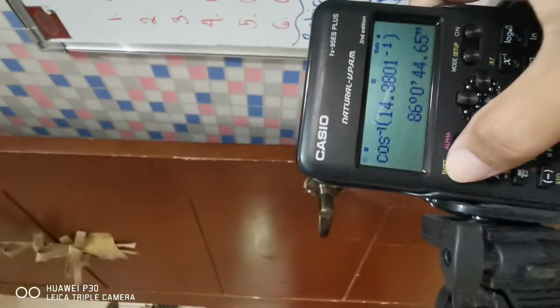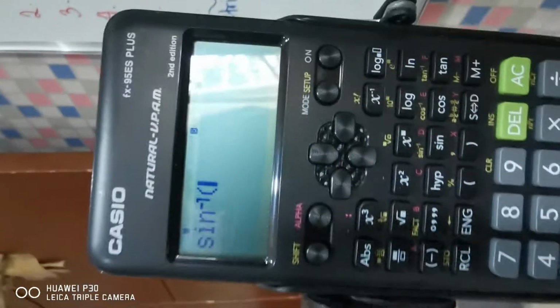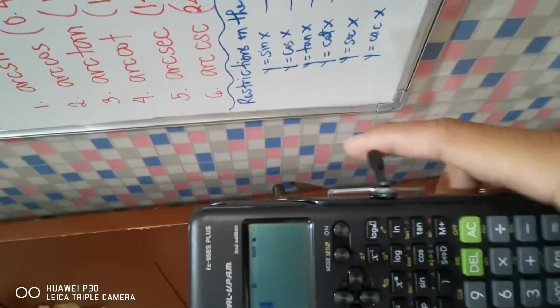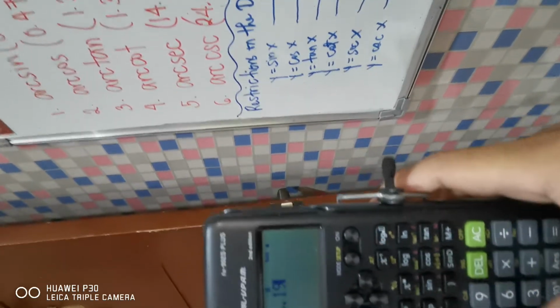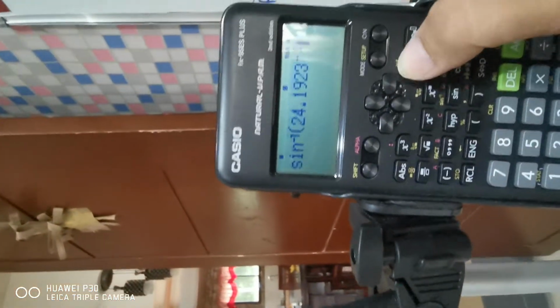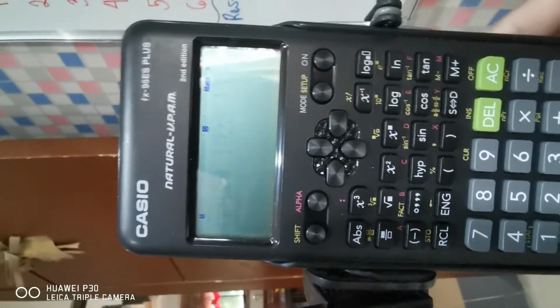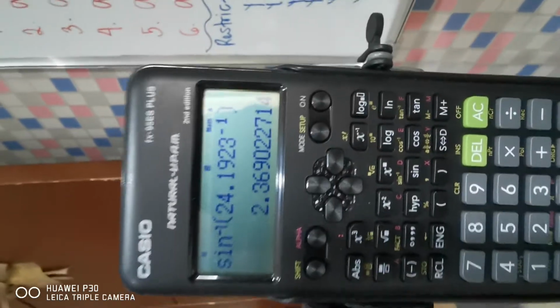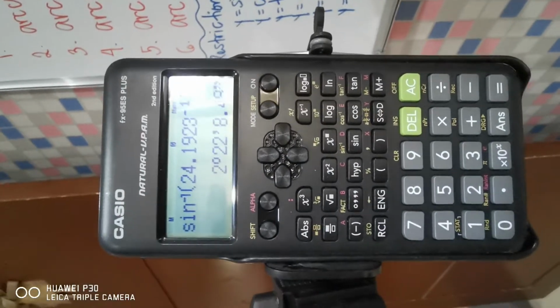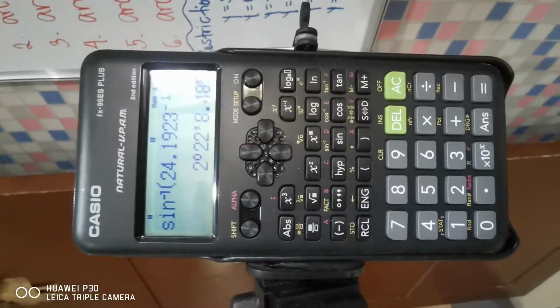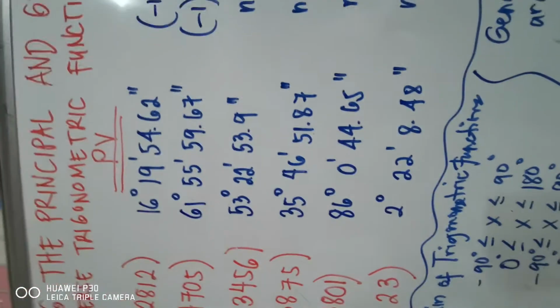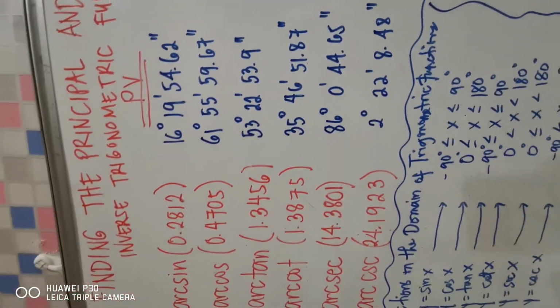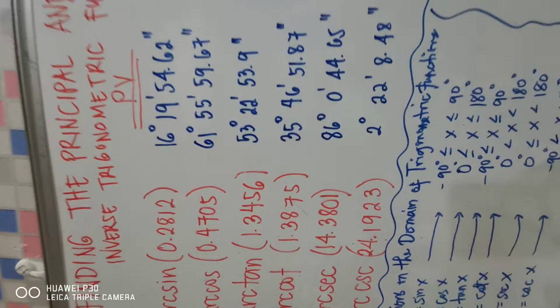Lastly, cosecant. So we have shift sine, the reciprocal of cosecant, 24.1923. X to the negative 1, close, equals. You can see it's 2.36, but we are looking for an angle, so we press the degree symbol. So you have 2 degrees, 22 minutes, 8.48 seconds. So these are now the principal values of the given inverse trigonometric functions.